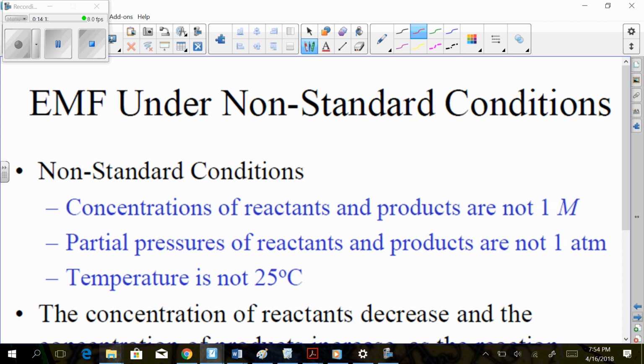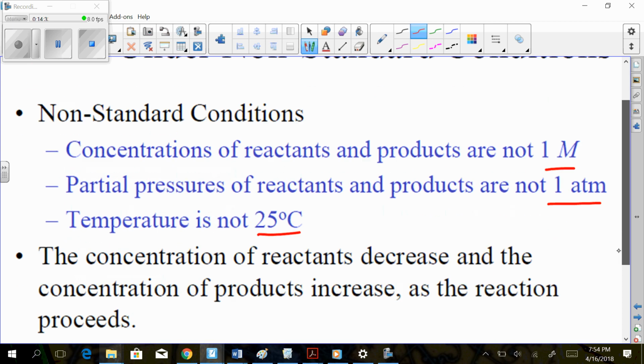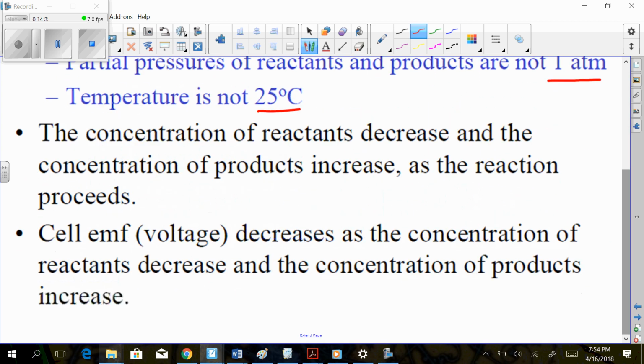Okay, so now let's talk about non-standard conditions. So if the concentrations of the reactants and the products are not 1, if at standard conditions it's supposed to be at 1 atmosphere, it's at non-standard conditions if it's not at 1 atmosphere, if it's not at 25 degrees Celsius. So if you look at that, most cells start out at standard conditions, but the reactants decrease as the reaction goes on. The products increase as the reaction goes on. And as a result, the voltage decreases over time.